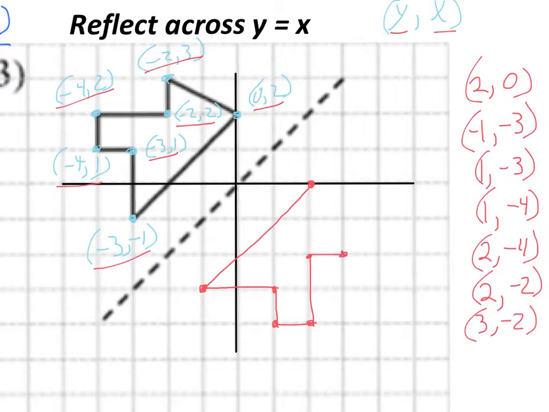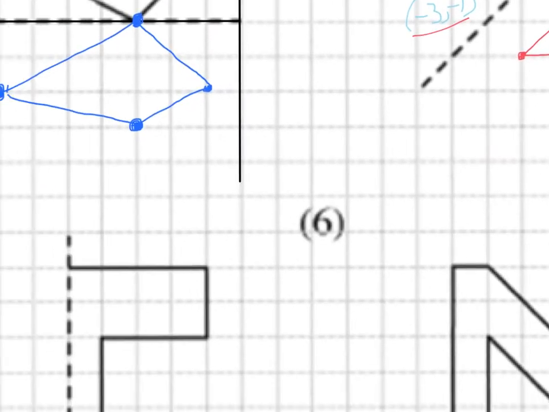And we're back to the beginning, so I connect the dot. And you see that what we have is that image has been reflected across that line, y equals x. All right.